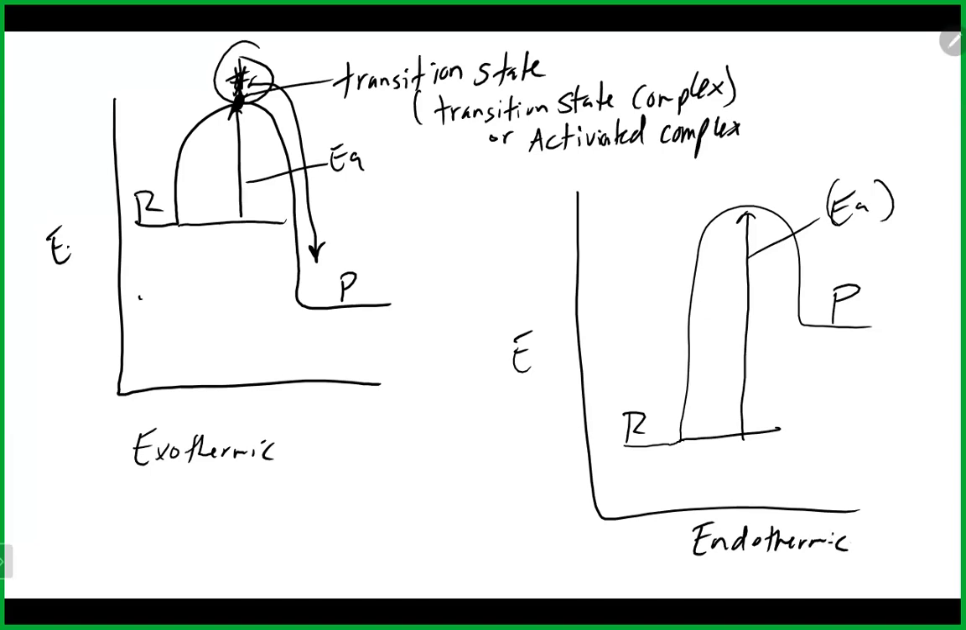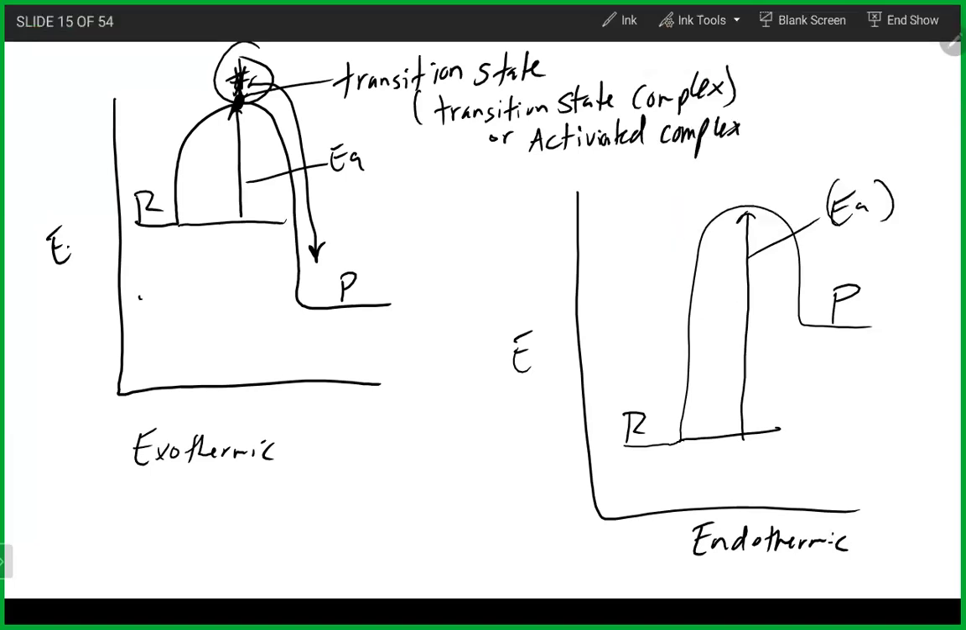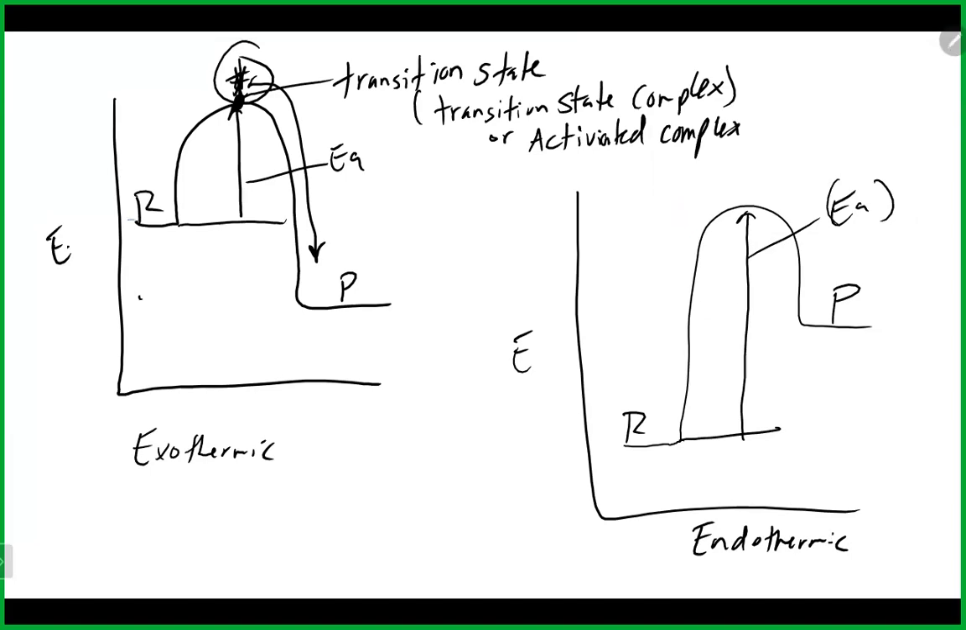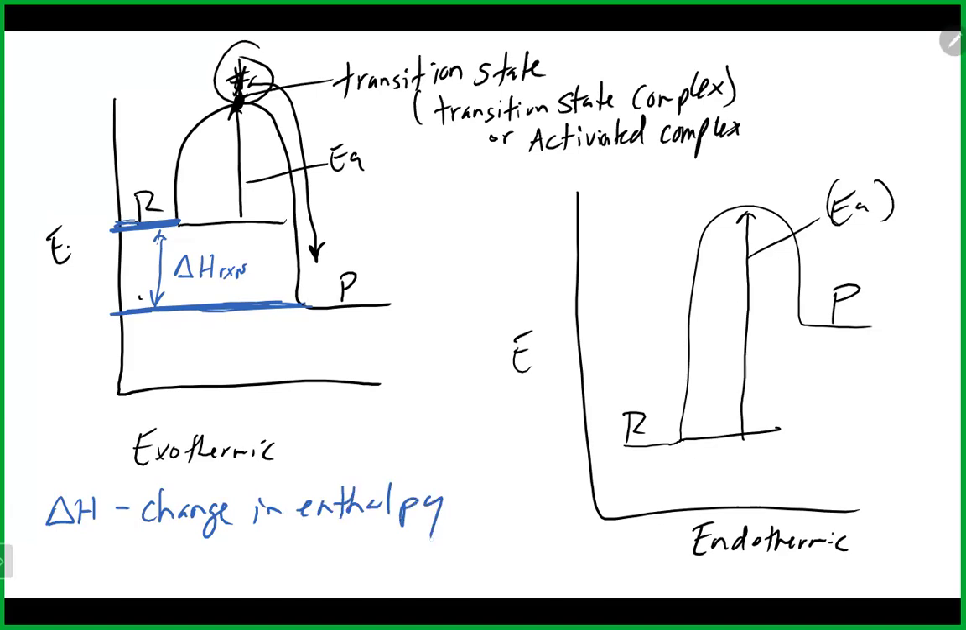So if we look over here at our exothermic reaction and we take the energy where our reactants start, which is here, and we take the energy of where our products end, and we take the difference in that energy, that is what is sometimes referred to as the delta H of this reaction. Delta H is the change in enthalpy. That is a fancy word that basically means how much heat or energy is either absorbed or given off. Enthalpy is basically the energy change that's occurring here.